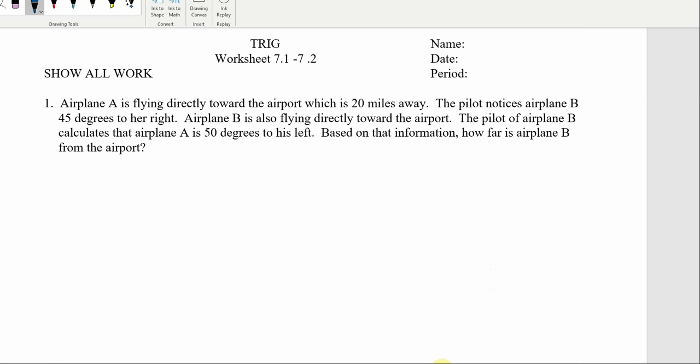Okay, this is the solutions for worksheet 7172. I believe it's day 28. It's the word problems that go along with the law of sines and law of cosines.